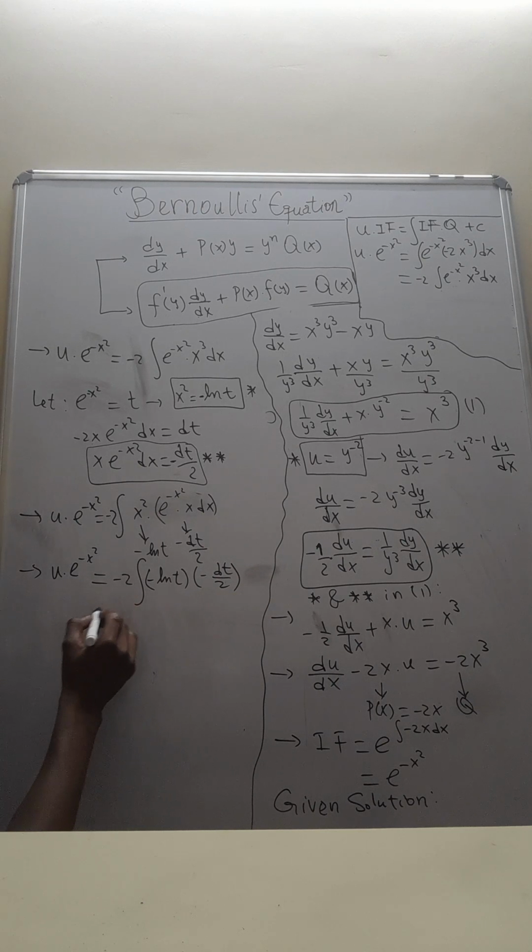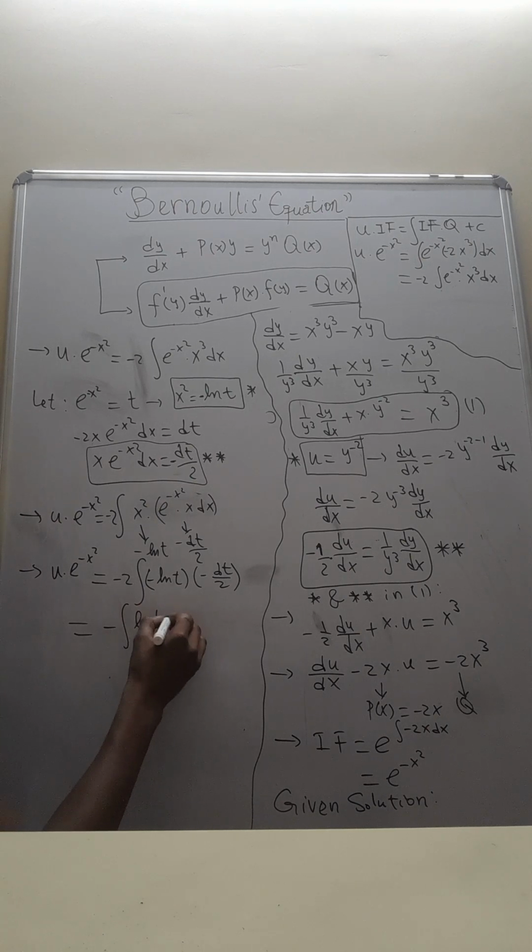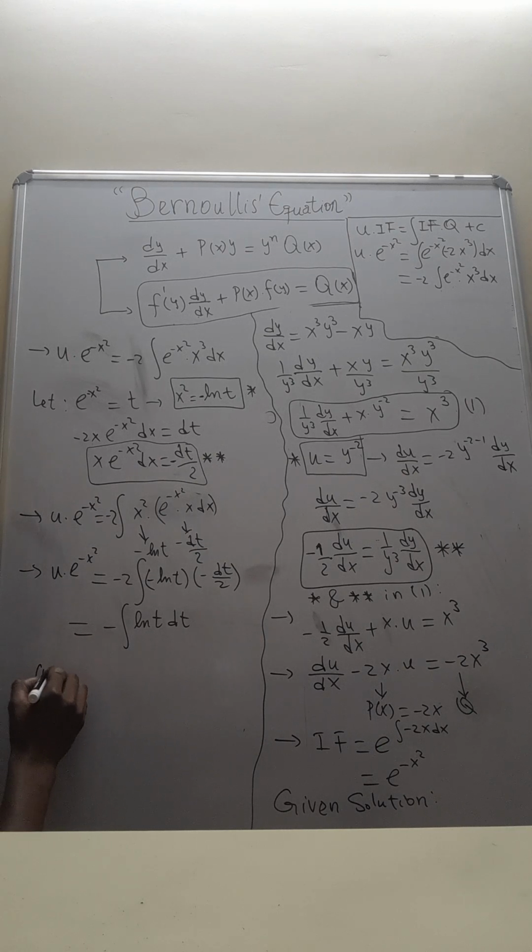Okay, so what you're going to have in this expression here, minus 2 and 2 will be cancelled out, so it will be minus integration of ln t dt. And this integration here, just find it by parts, just apply integration by parts. So you will be... here, the function easy to derive will be u, and the function easy to integrate.